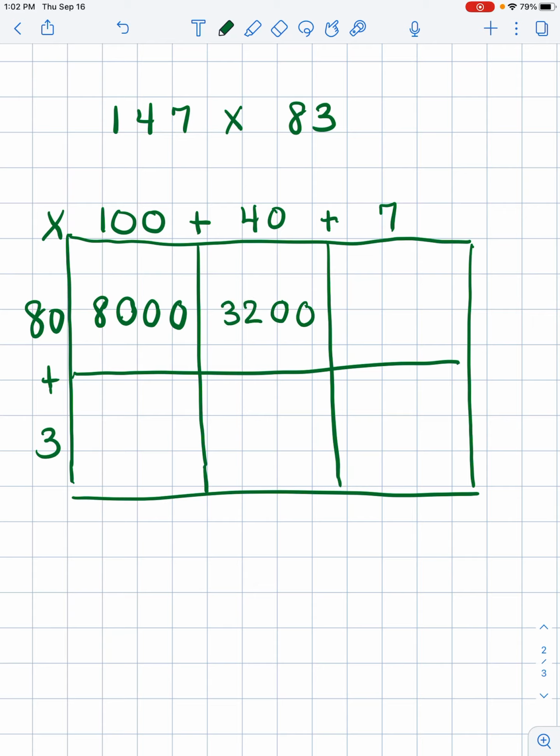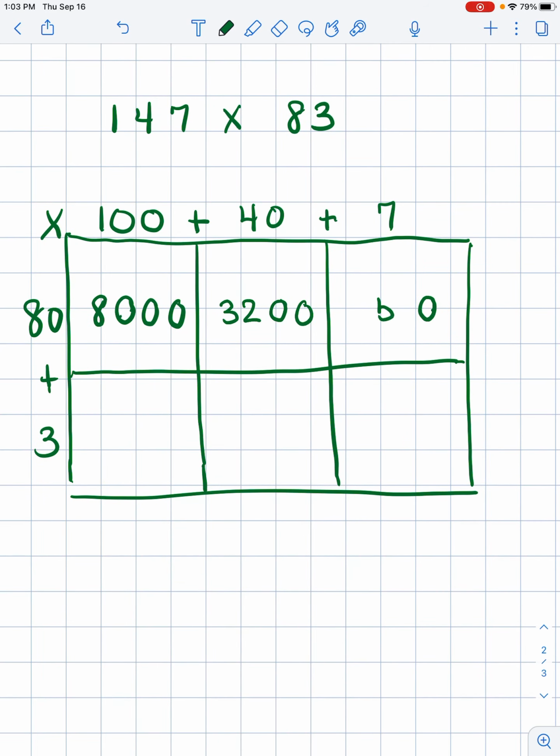And now let's move across to 80 times 7. The 80 has 1 zero. And now 8 times 7 is 56. Now again, you do have to know your times tables to do this. Okay, now let's move down under the 8,000. So the 100 has the 2 zeros, and I'm going to try to line them up. And then 1 times 3 is 3.